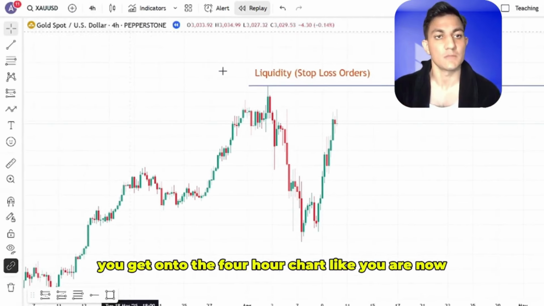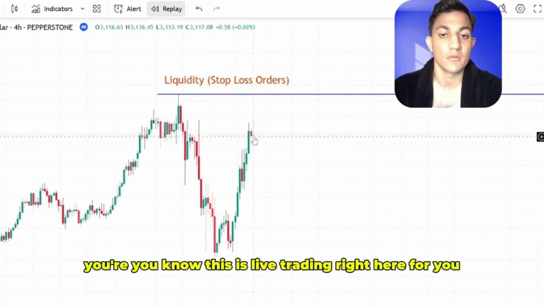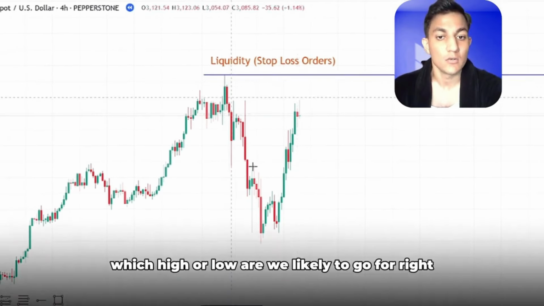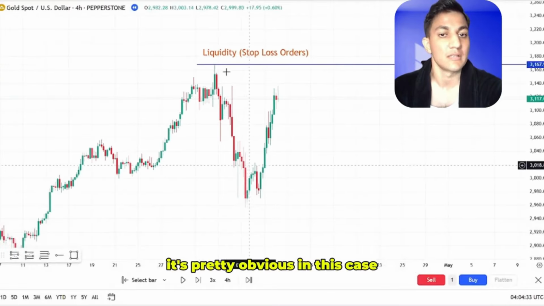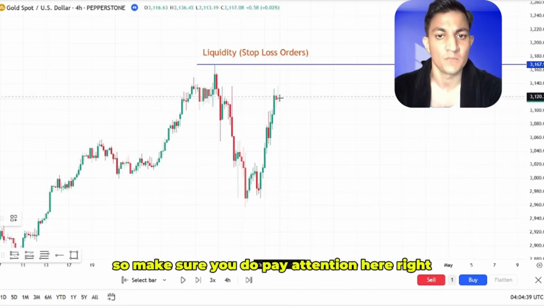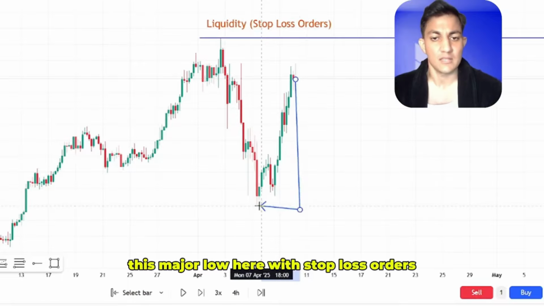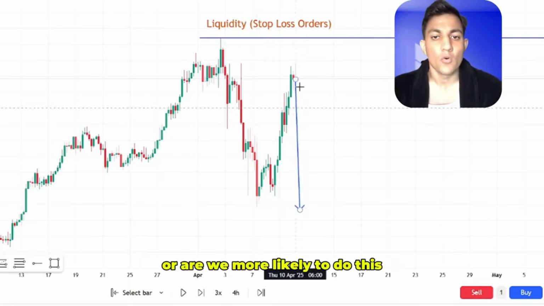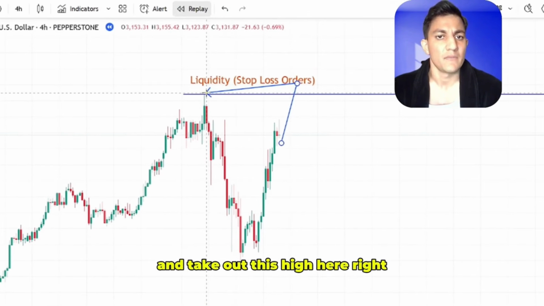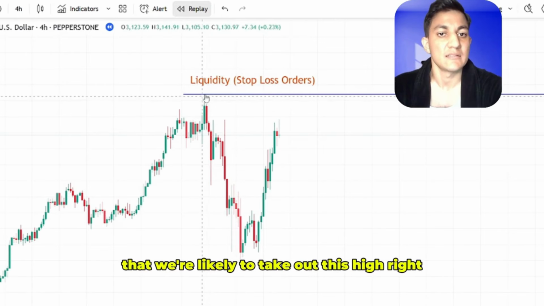You get onto the 4-hour chart like you are now, and let's just imagine you get on the chart and this is what you see, right? This is live trading right here for you. You've got to just ask yourself, which high or low are we likely to go for, right? And it's pretty obvious in this case, but it's not always going to be obvious to you, right? So make sure you do pay attention here, right? You're going to come on the charts and you're like, are we more likely to go for this low all the way down here, this major low here with stop loss orders, or are we more likely to do this? Are we more likely to come up and take out this high here, right? Hopefully, pretty obvious, at least in this case, that we're likely to take out this high, right?